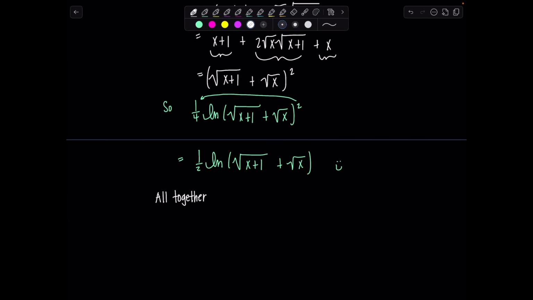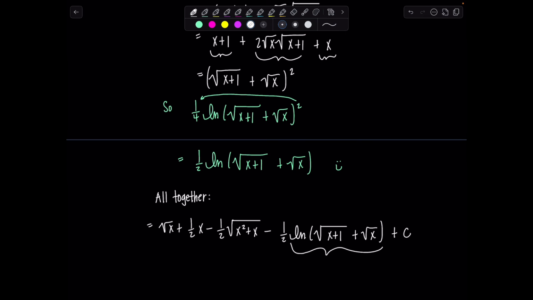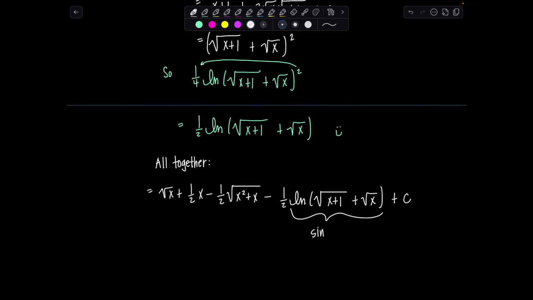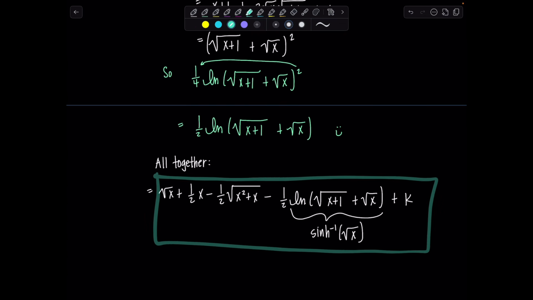And then all together now, we can proudly write our final answer. We have the square root of x plus 1/2 x minus 1/2 square root of x squared plus x minus 1/2 natural log of square root of x plus 1 plus square root of x, plus K, or alternatively, you could write this as, yes, hyperbolic sine inverse rad x. Oh, it's K, not C. I got carried away. Box that with immense pride. That's a job well done.